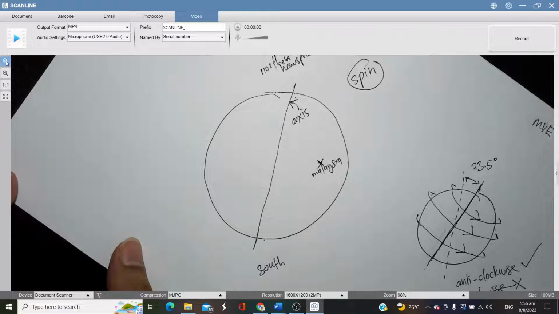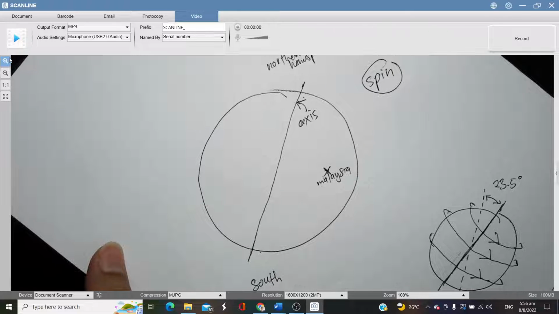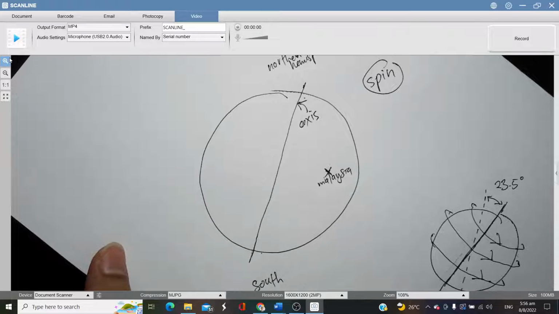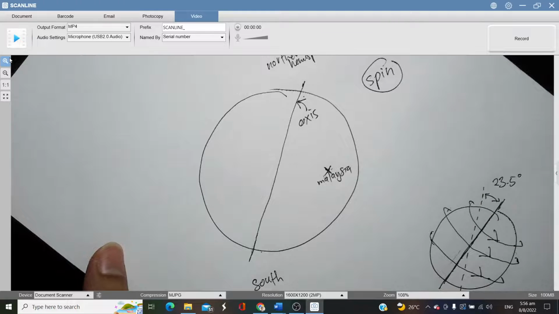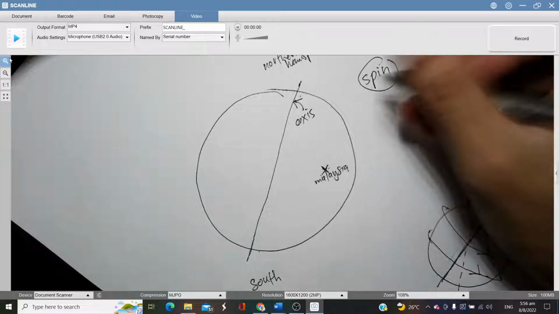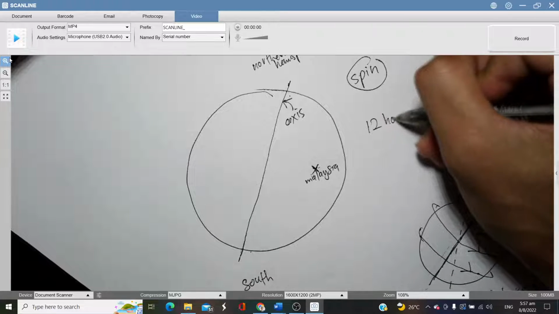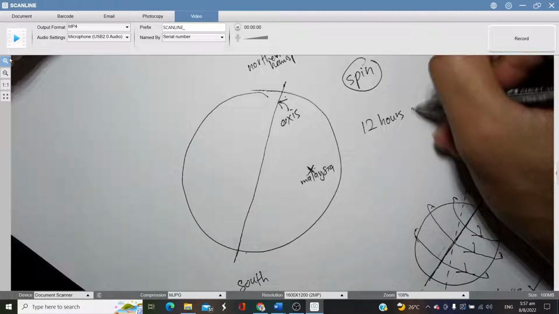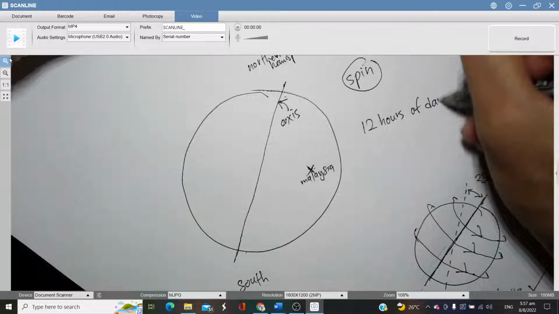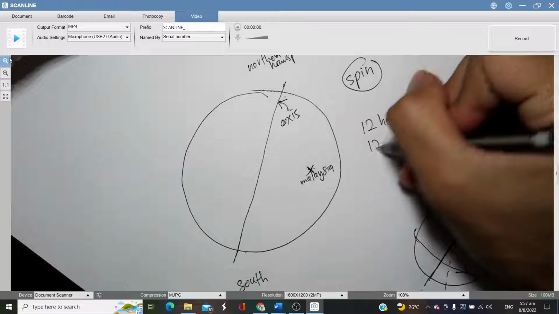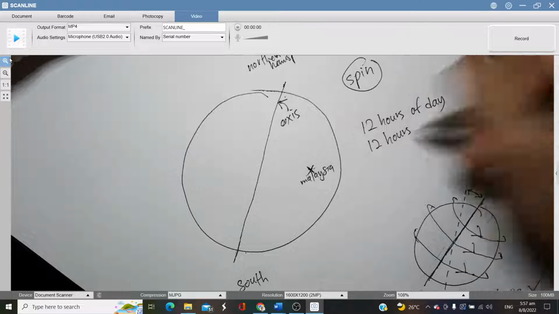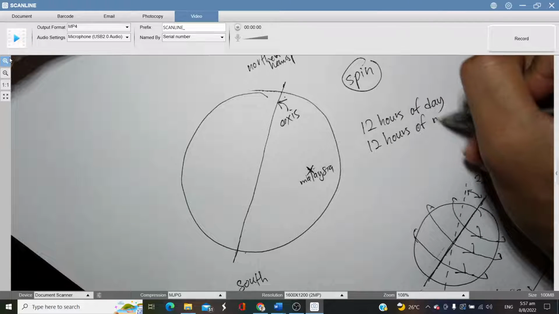Let's zoom in a bit. Alright. When we are here, what we experience is about 12 hours of day and 12 hours of night.